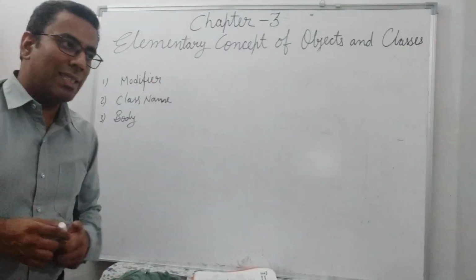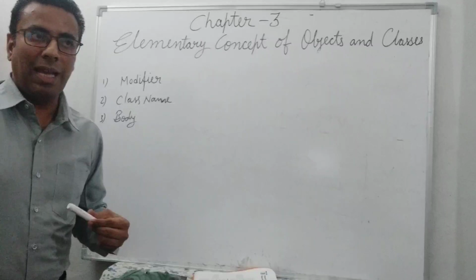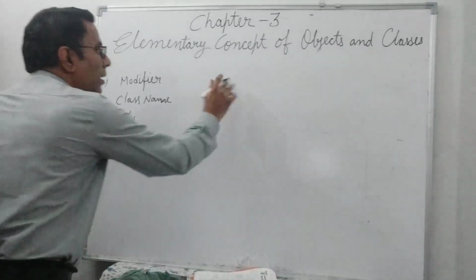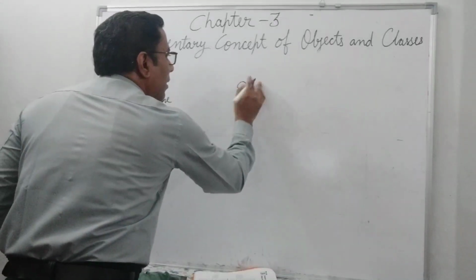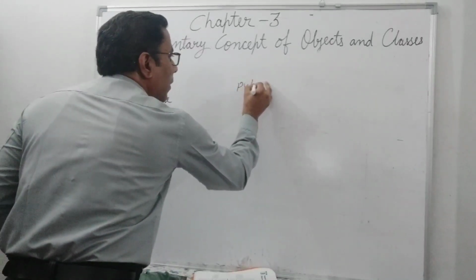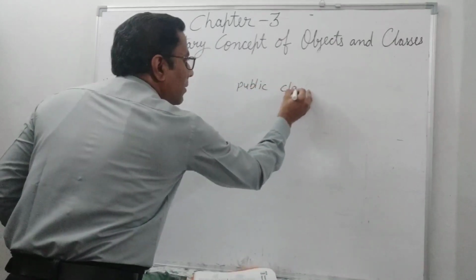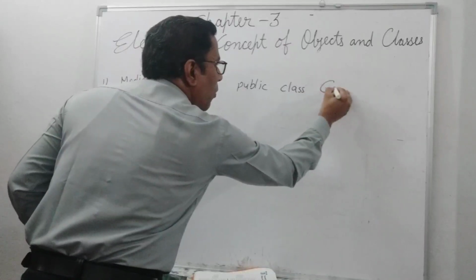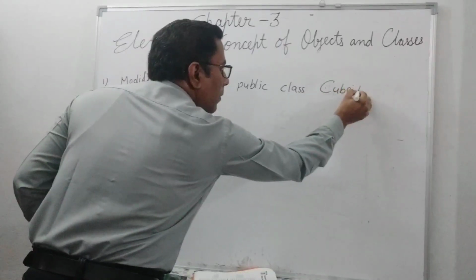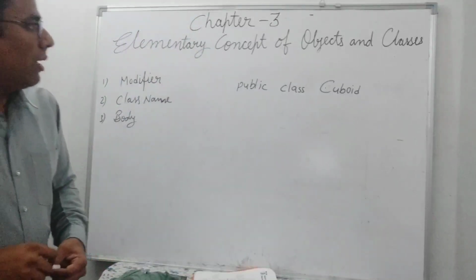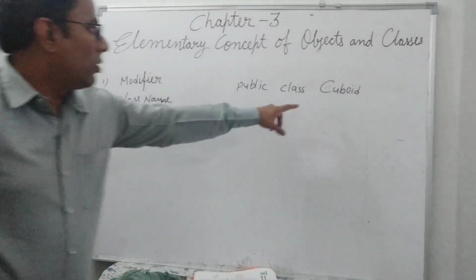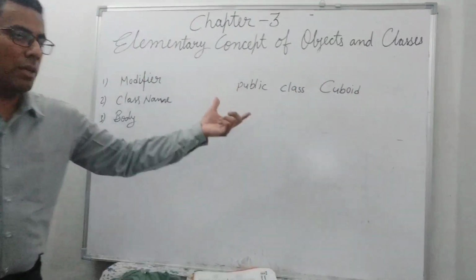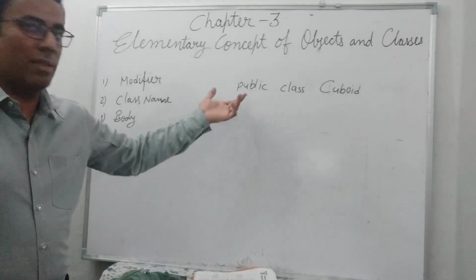First is the modifier. A class may be public or have default access. For example, here I am writing public class Cuboid. I am creating a class Cuboid. So public is a modifier. It can be public or default access.